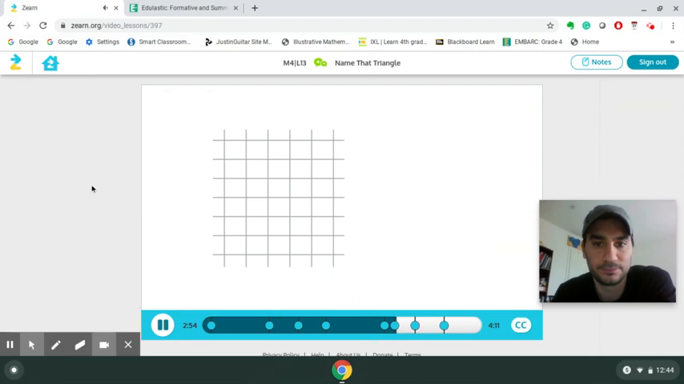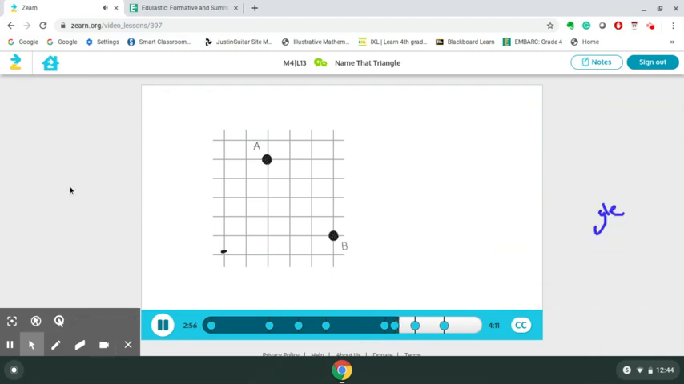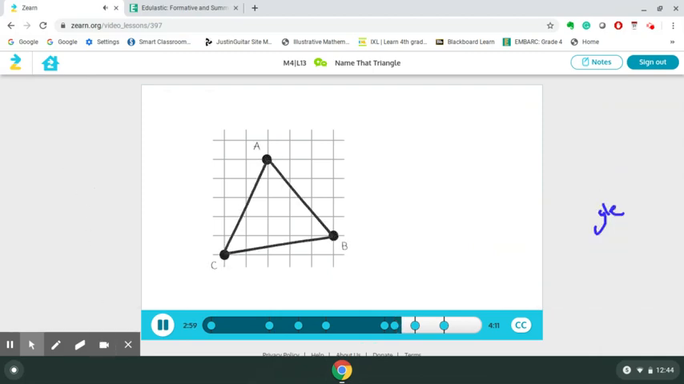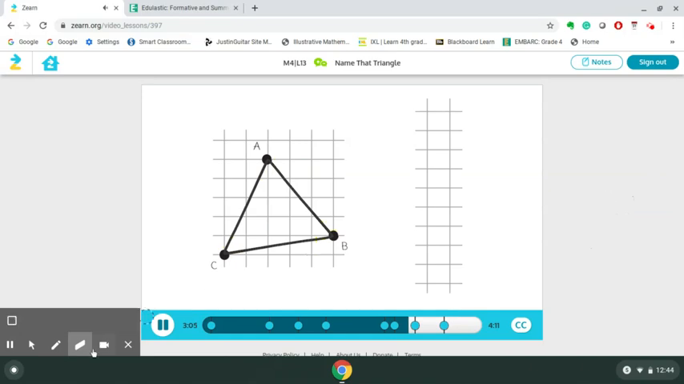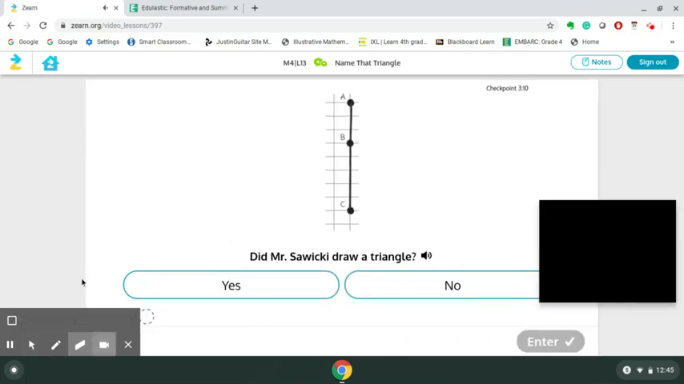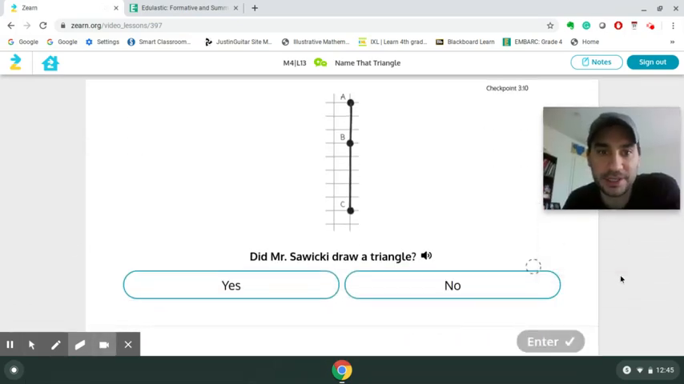Lucas, show us what you got. I drew 3 points and then connected them with line segments. It made a triangle. 3 sides, 3 angles. I love it. I did something similar. I drew 3 points and connected them. Is mine a triangle too? All right, I want you to answer this question. Did Mr. Sawicki draw a triangle?